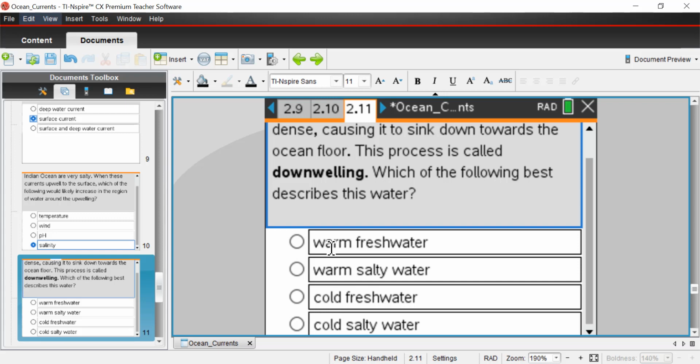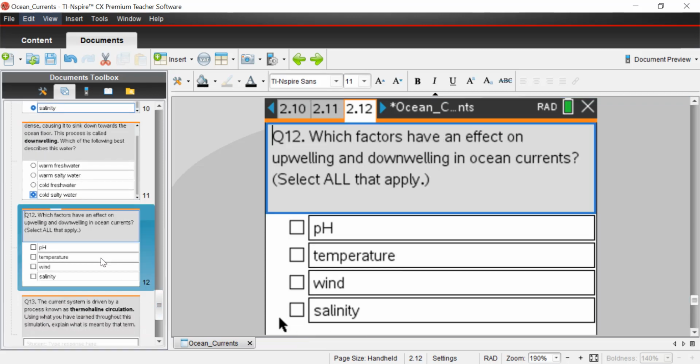So warm water, that's out. It has to be cold. So these first two are gone as options, and we have these two that are left. Of these two, which one would be more dense? Would it be cold fresh water, or would it be cold salty water? Well, of course the answer is cold salty water. We said as temperature decreases, its density will increase, and also salt dissolved in water causes its density to increase. So it's choice D there.